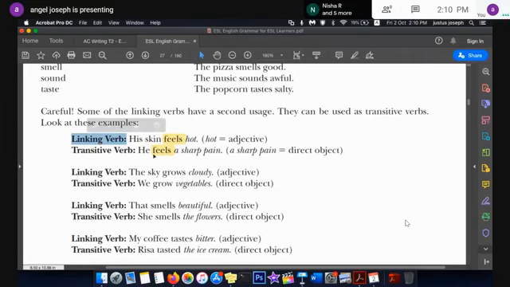The next sentence, he feels a sharp pain. In this particular sentence, the word feels is not being used with an adjective, but rather with a direct object. The direct object here is a sharp pain. So here the word feels is used as a transitive verb.